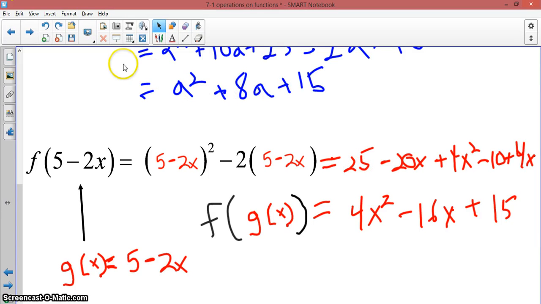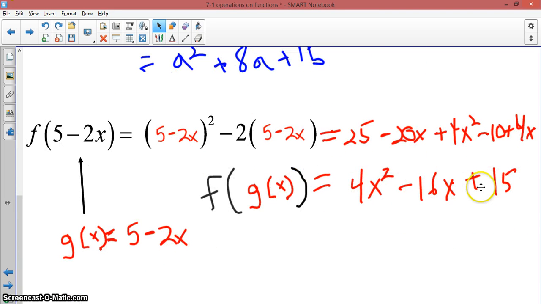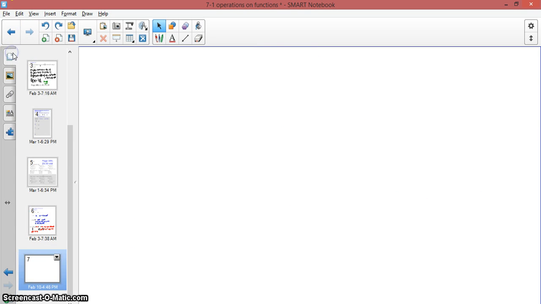A composition of functions is a way of taking two functions, smushing them together, and making another one. So you take this linear function, 5 minus 2x, combine it with this quadratic function up here, and you get, well, another quadratic. That's composition of functions.